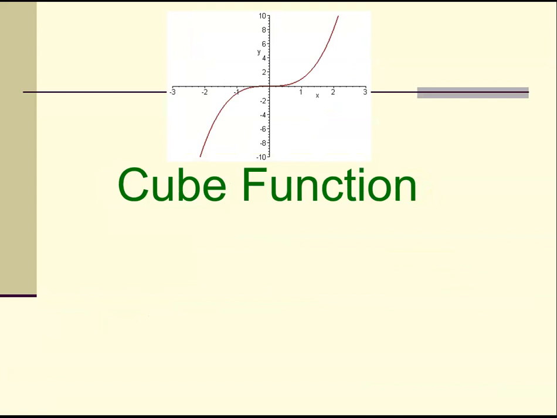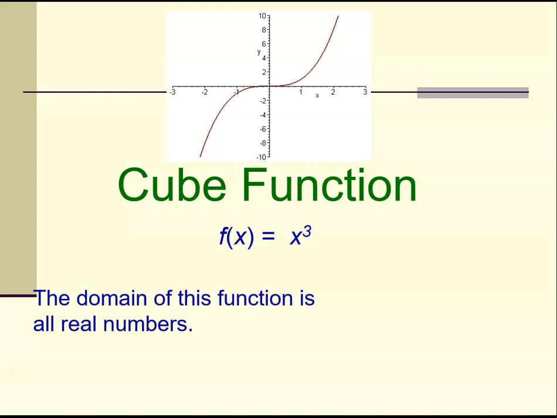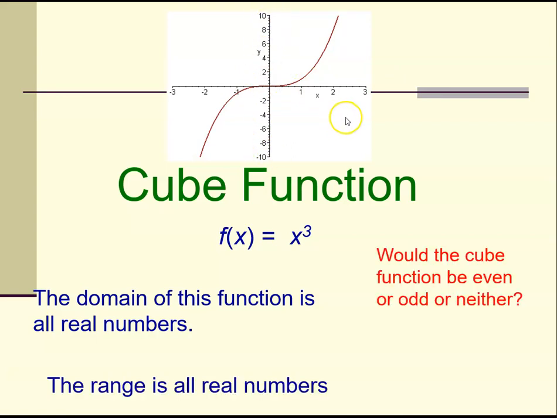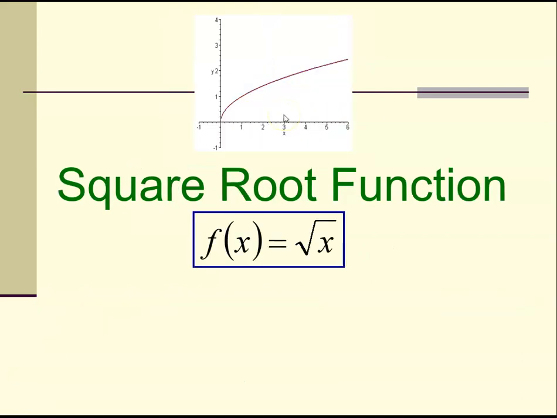Cube. What do you think about the cube? The cube is f(x) = x cubed, and the domain of this function is all real numbers, because the graph goes from negative infinity to positive infinity, and the value of y is also from negative infinity to positive infinity. The function here is odd.